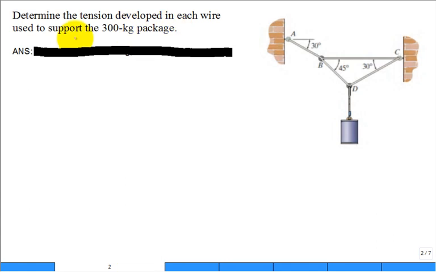Determine the tension developed in each wire used to support the 300 kilogram package. So right here's a package, okay? It has a mass of 300 kilograms. It's assumed that there's this thing called g, gravity, about 9.81 meters per second squared, acting downward. They didn't really put a coordinate system in here, but x is traditionally horizontal, y is vertical.